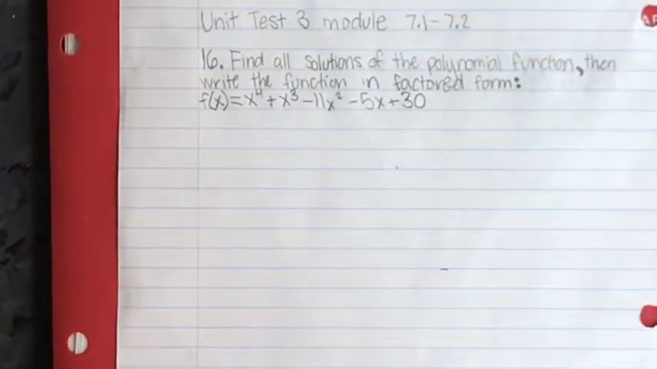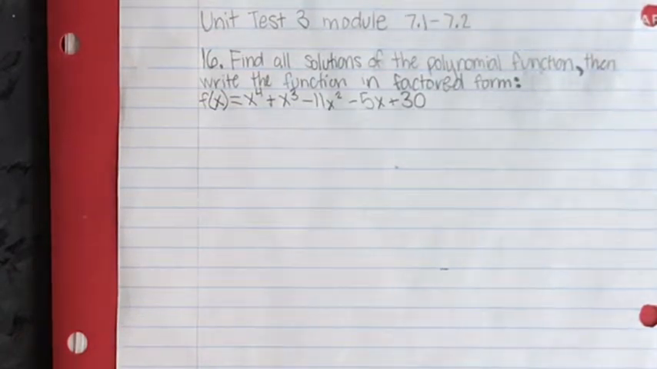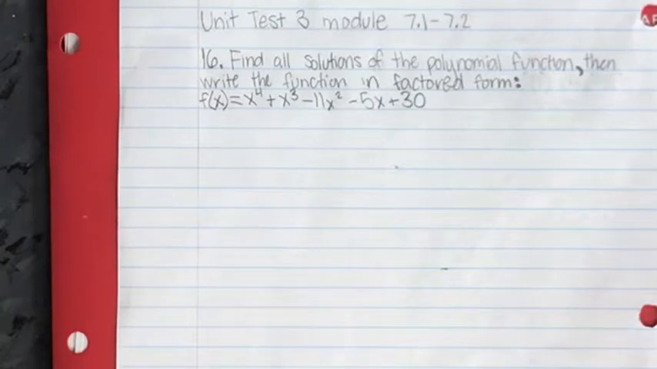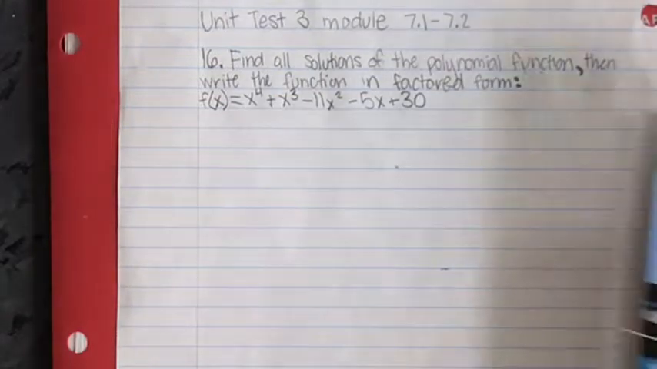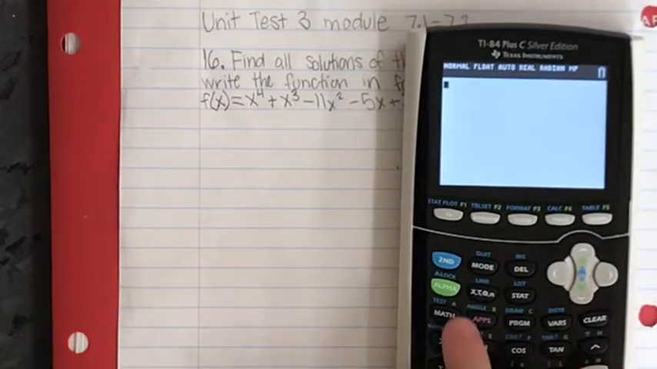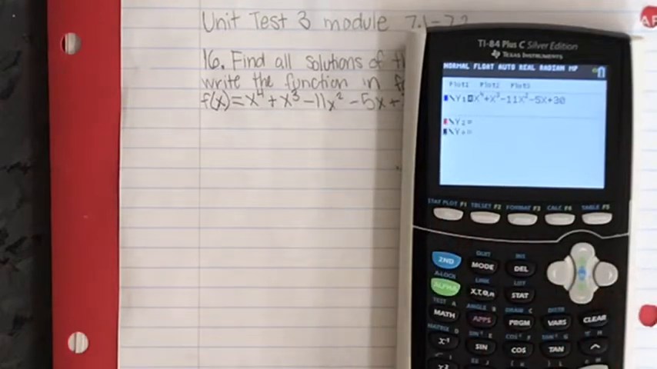Now we will show you Unit Test 3, Module 7.1 to 7.2, Number 16. Find all solutions of the polynomial function, then write the function in factored form. First things first, we need to pull out our calculator in order to find the zeros of the function. Now that you have that, press y equals and put in the function.